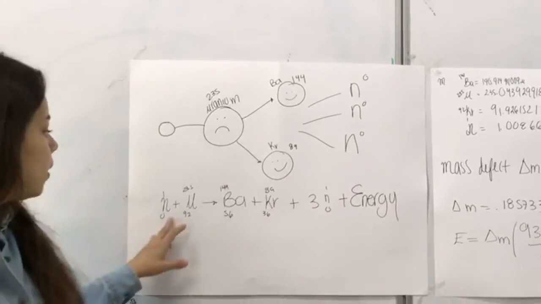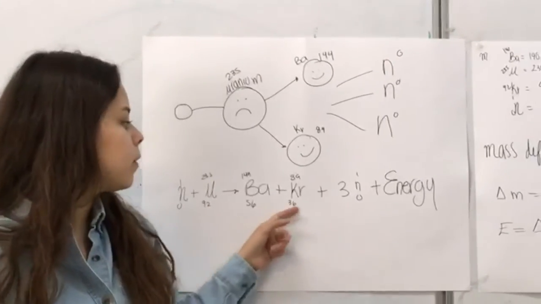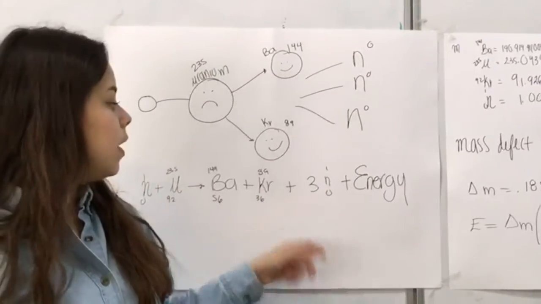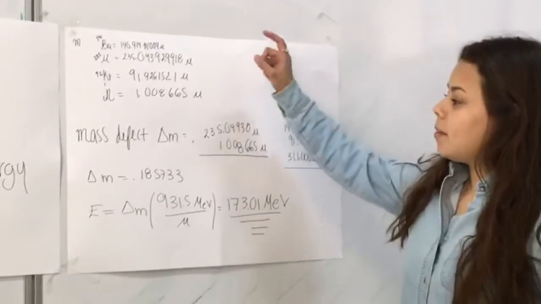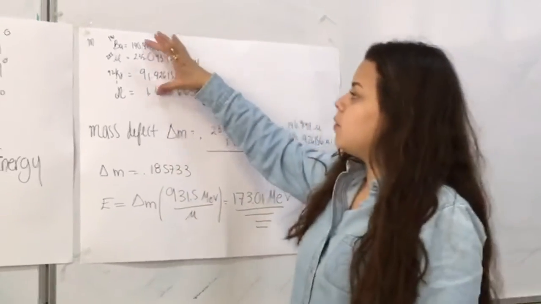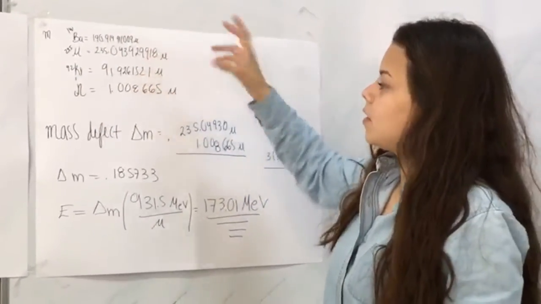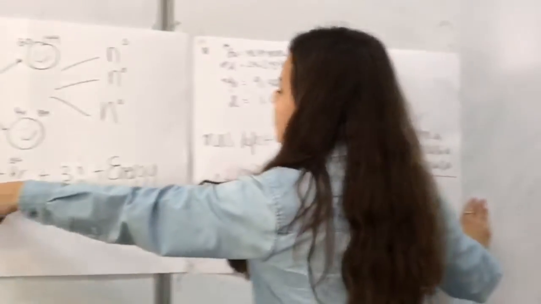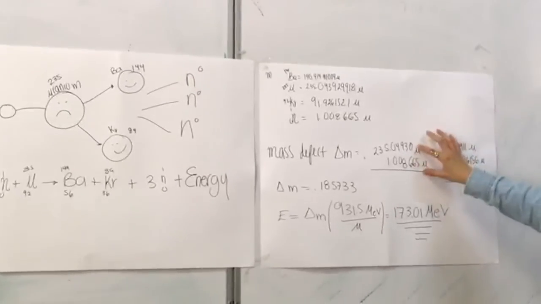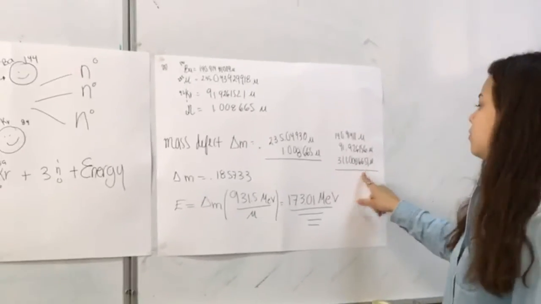So we have 1 neutron and 1 uranium. It gives us barium, krypton, the 3 new neutrons, and the energy that was lost in the process. So we first have to calculate the mass defect. We have the masses of each element in atomic mass units. We sum each side of the equation, that is neutron plus uranium on one side, and on the other side barium, krypton, plus the 3 masses of the neutrons.